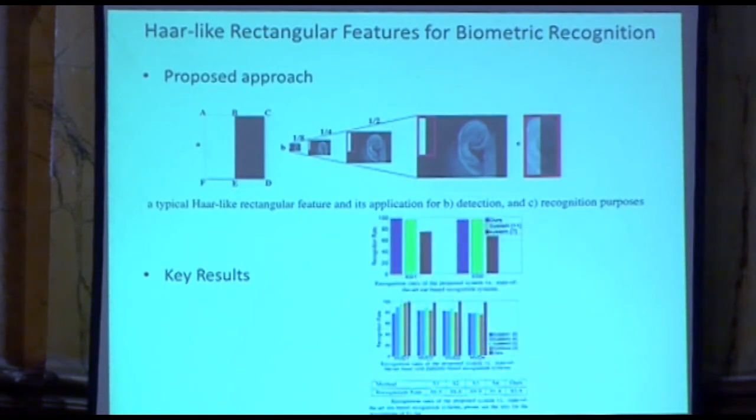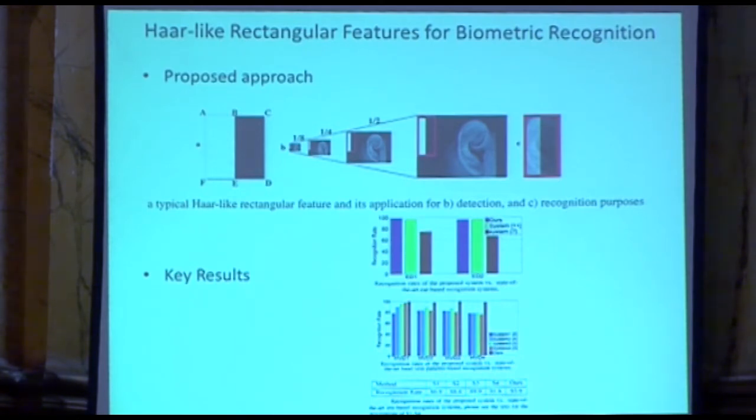So here are the results for the databases. You can see that the blue bars are the results of our system. The first one in the top figure is for the ear database, the one in the middle is for the hand wave database, and the one below is for the iris database.